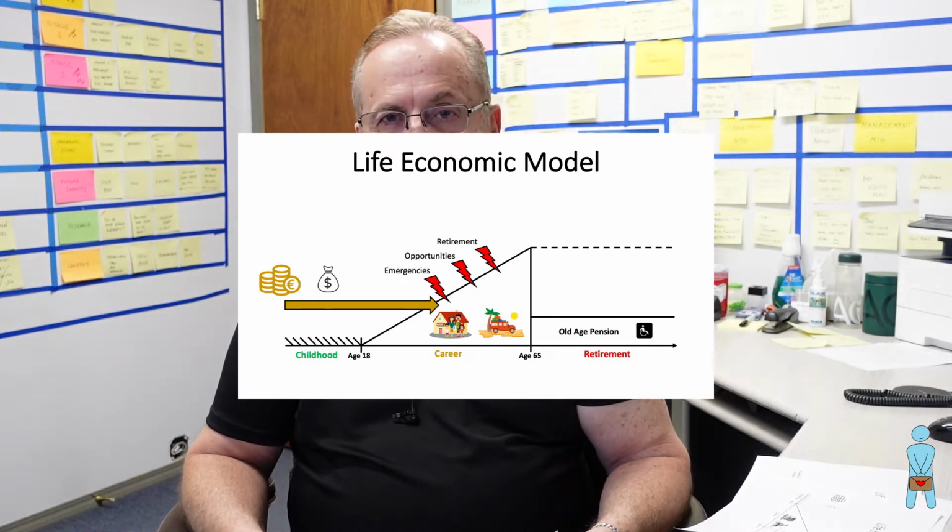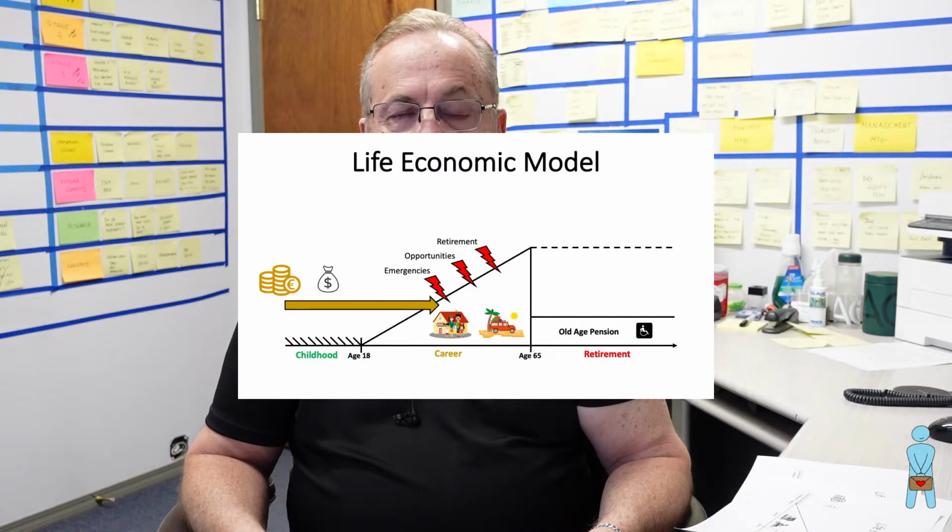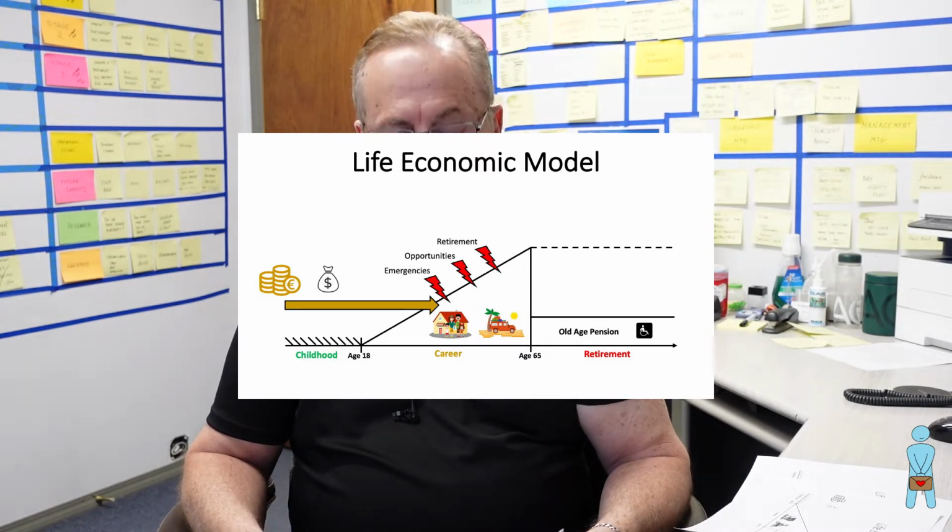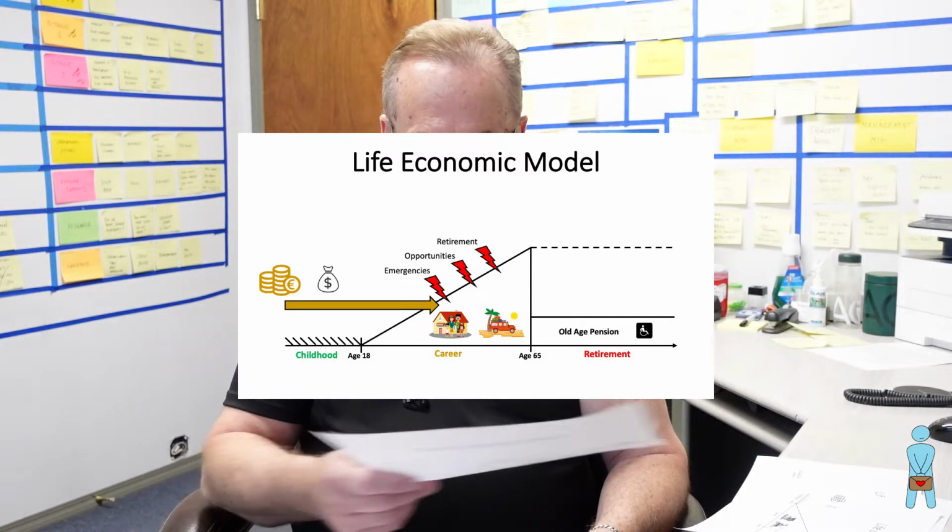And then finally, we need money for retirement, because regardless of what the company we're working for may do, regardless of what the government may do, it won't be enough. So we need to set aside towards that period.